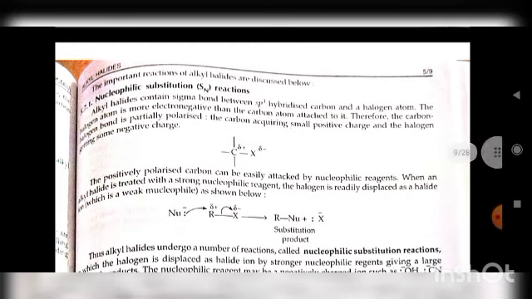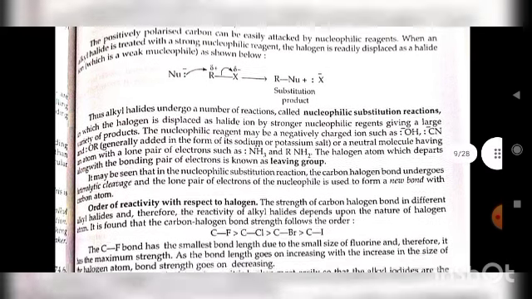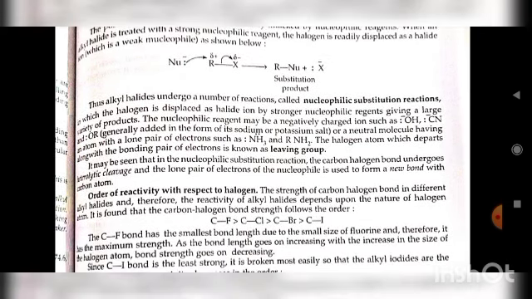When an alkyl halide is treated with a strong nucleophilic reagent, the halogen is readily replaced as a halide ion, which is a weak nucleophile, as shown below. Thus, alkyl halides undergo a number of reactions called nucleophilic substitution reactions, in which the halogen is displaced as halide ion by stronger nucleophilic reagents, giving a larger variety of products. The nucleophilic reagents may be negatively charged ions such as OH-, CN-, and OR-, generally added in the form of their sodium or potassium salt, or neutral molecules having an atom with a lone pair of electrons such as NH3 or NH2. The halogen atom, which departs along with the bonding pair of electrons, is known as the leaving group.